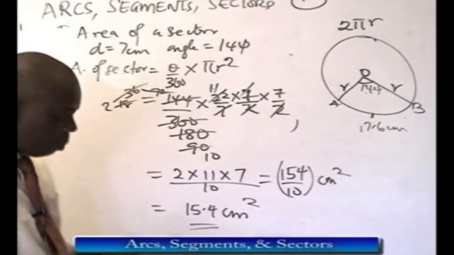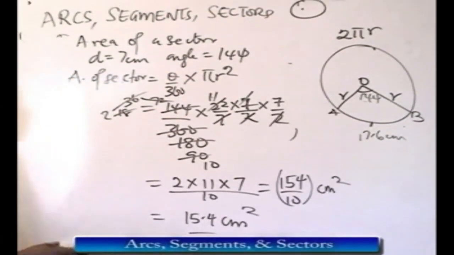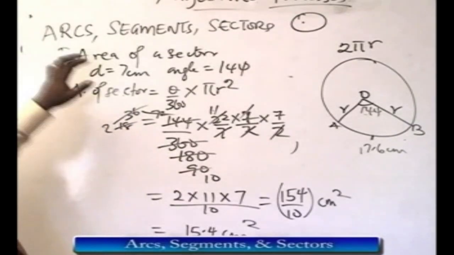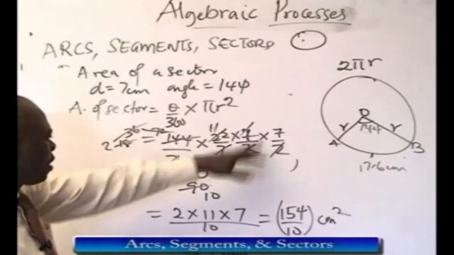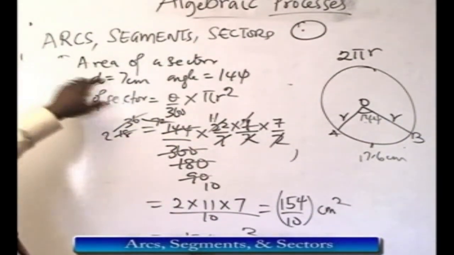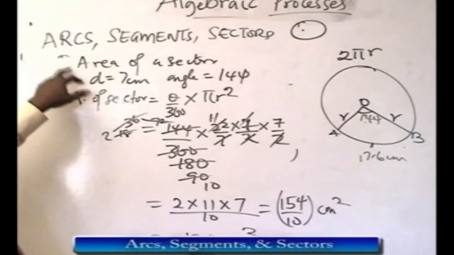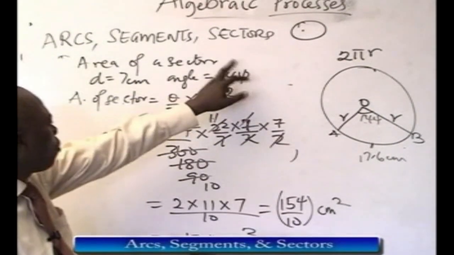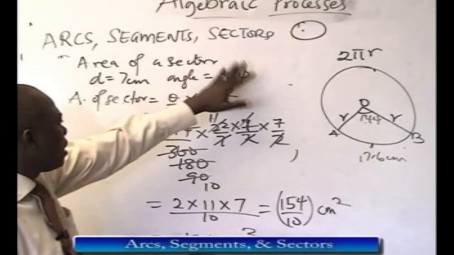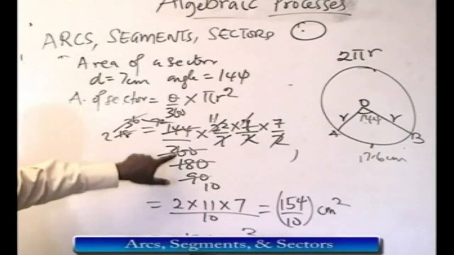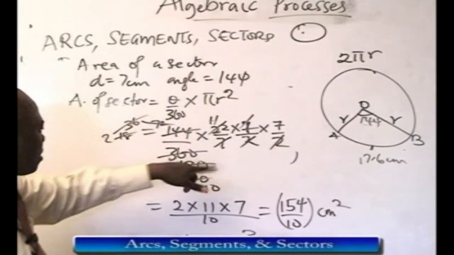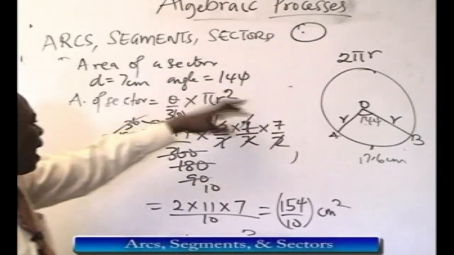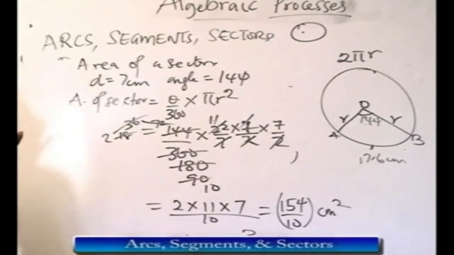The formula is the most important thing, especially when you're not going to meet the exact figures in your exam. In this case, we use 7 over 2 because we were not given the radius, we were given the diameter of 7 centimeters. So we use the angle given to us, 144 divided by 360 times 22 over 7 times 7 over 2 times 7 over 2, since the formula says pi r squared. And then we started cutting it.